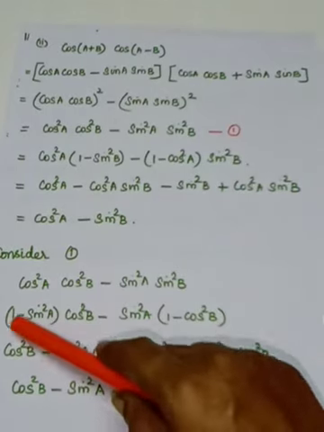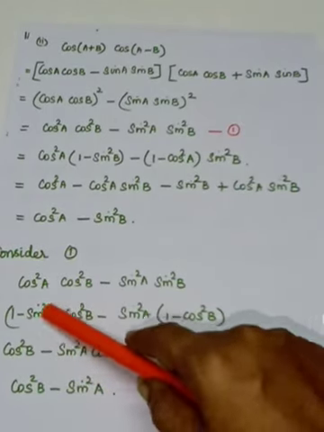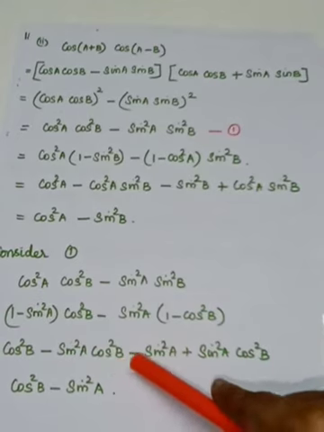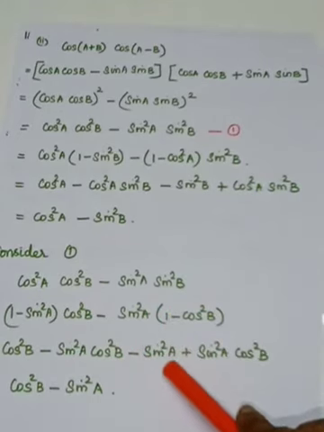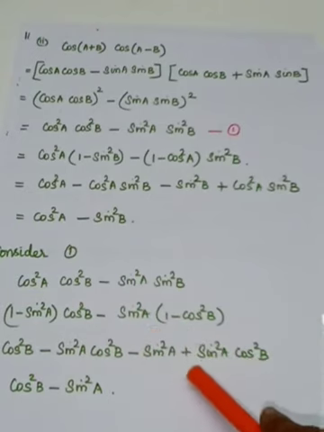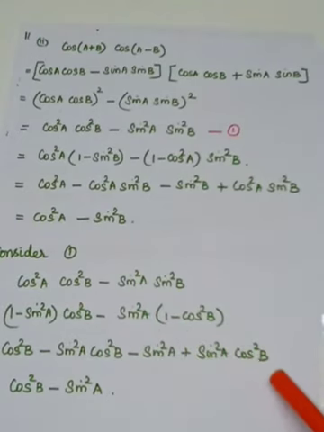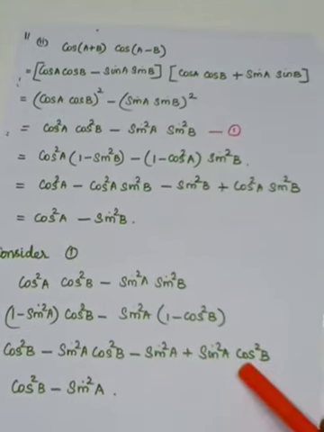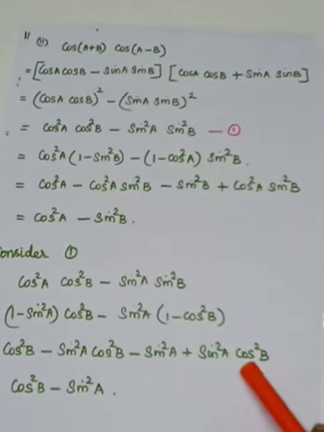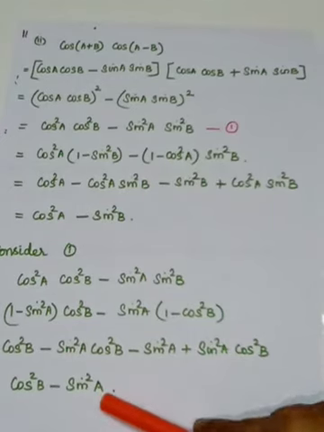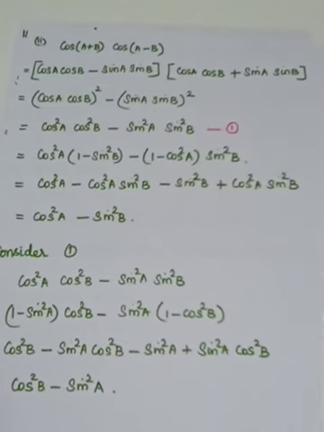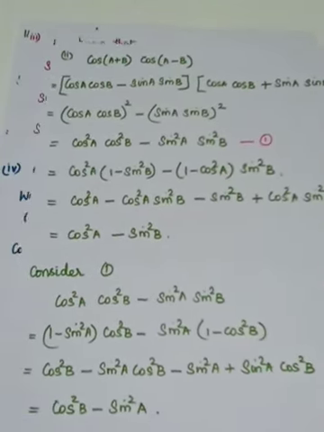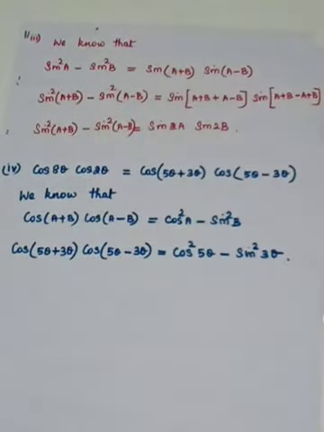If you multiply cos squared B minus sin squared A into cos squared B minus sin squared A into 1 is minus sin squared A, minus into minus plus sin squared A into cos squared B. So see the second and the fourth term, one is in minus, another one is in plus, both getting cancelled. So you have proved what is asked. Okay, so the first subdivision, second subdivision, you have to learn as a formula. So we'll come to the third subdivision.